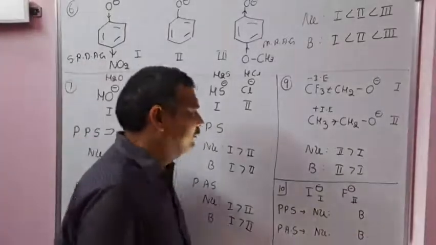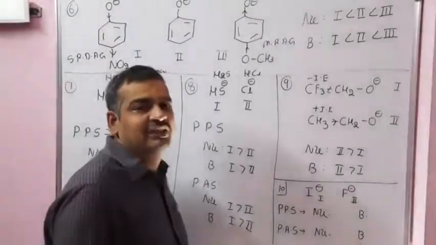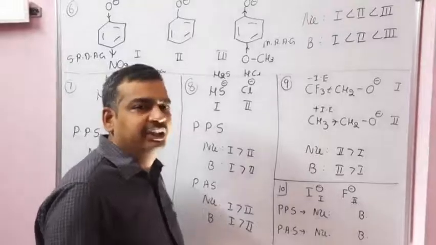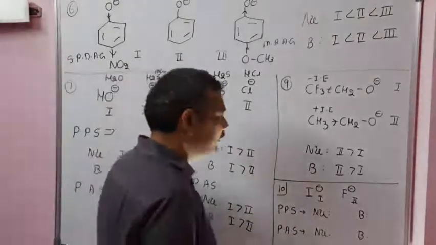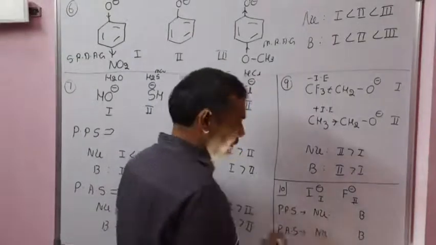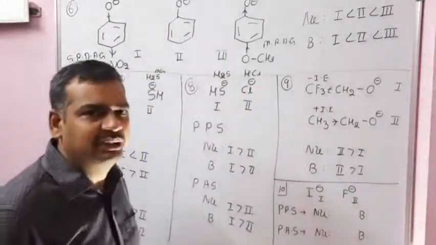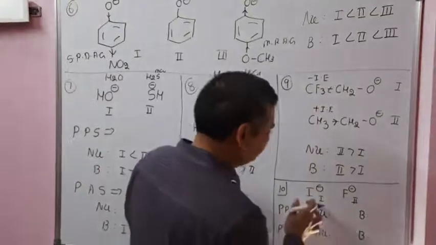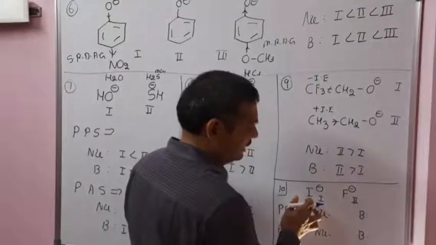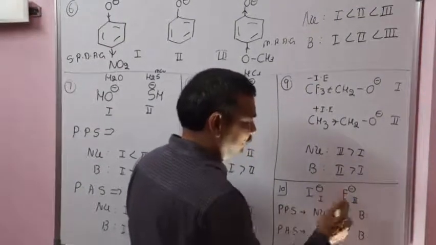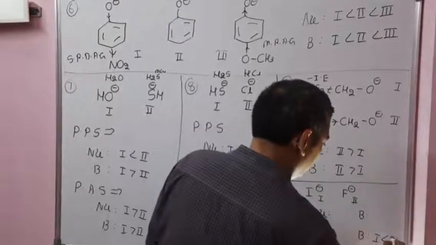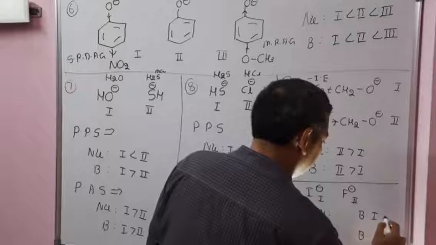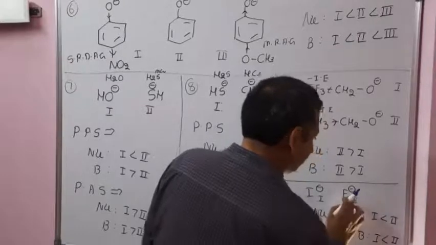Coming to the 10th example, I minus and F minus. The size is different. In a group from top to bottom, basicity decreases. In polar protic or aprotic solvent, basicity decreases down the group. So iodide is less basic, F is more basic. That means 1 is less basic than 2. 2 is a strong base.